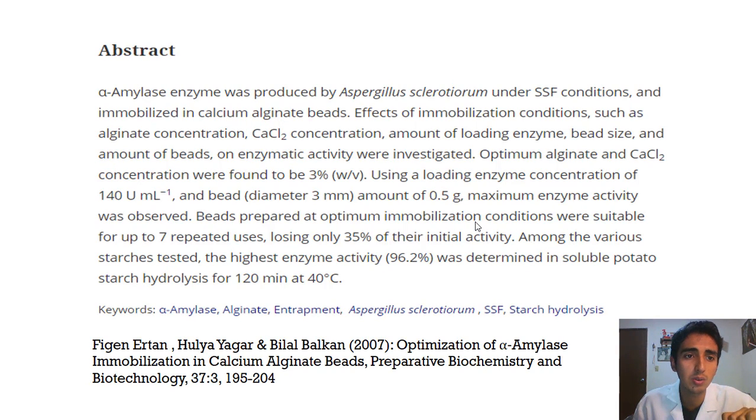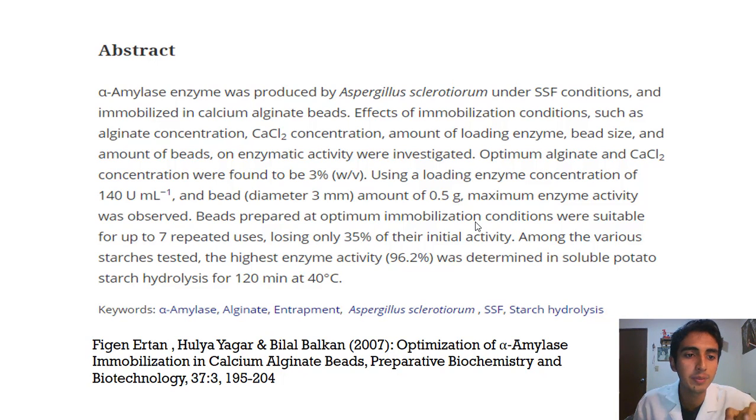So in this part, we show you the abstract of our first principal reference about alpha amylase and immobilization. These authors, Fiyin Ertan, Hula Jargar, and Bilal Bakar in 2007, talk about the effects of the immobilization conditions, such as the alginate concentration, the calcium chloride concentration, and the amount of enzyme loading.